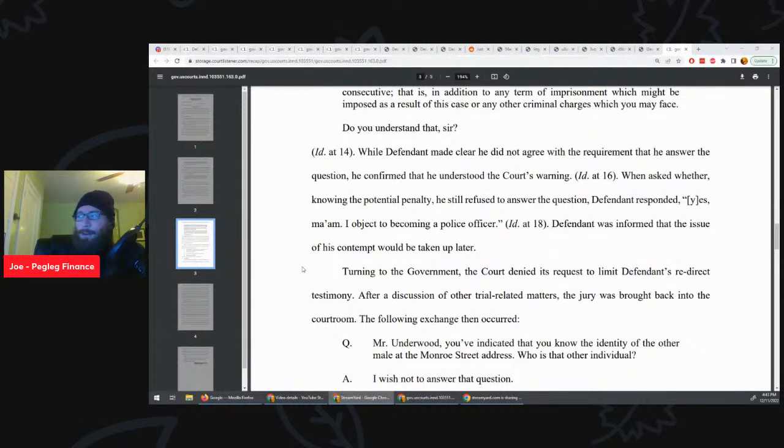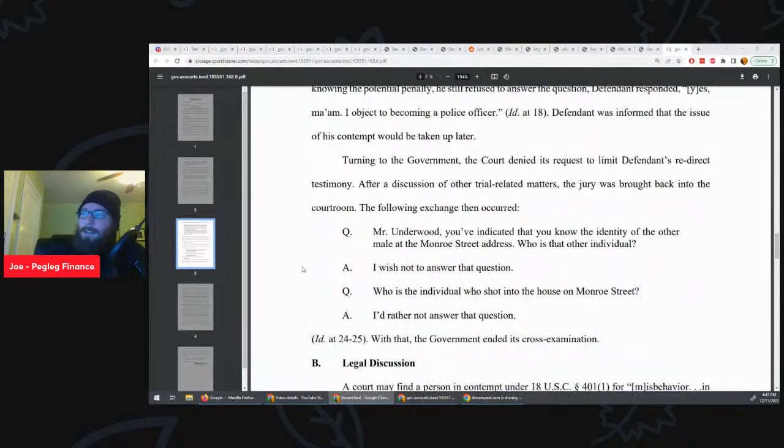Defendant was informed that the issue of his contempt would be taken up later. Turning to the government, the court denied its request to limit defendant's redirect testimony. After a discussion of other trial-related matters, the jury was brought back into the courtroom.